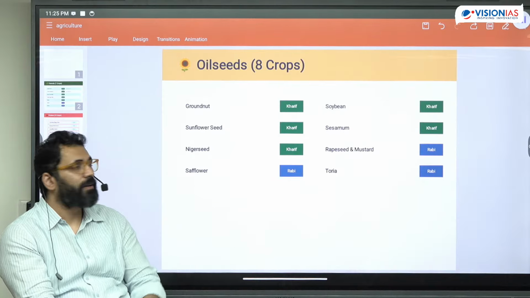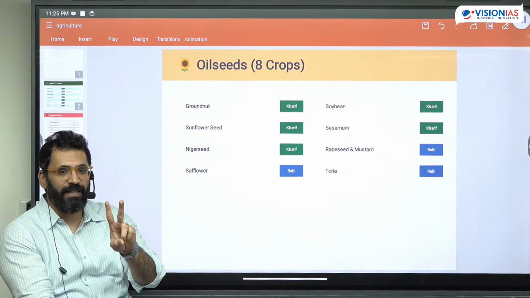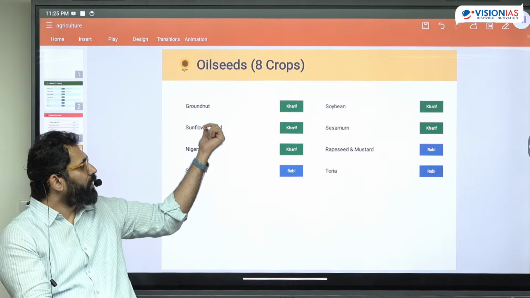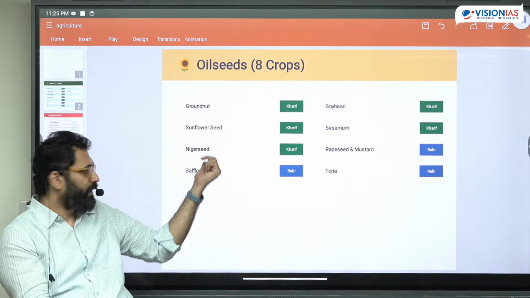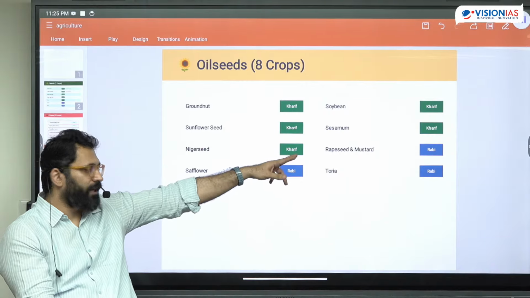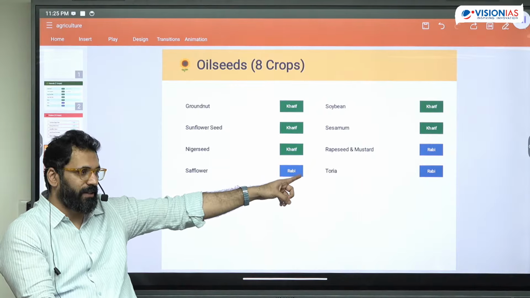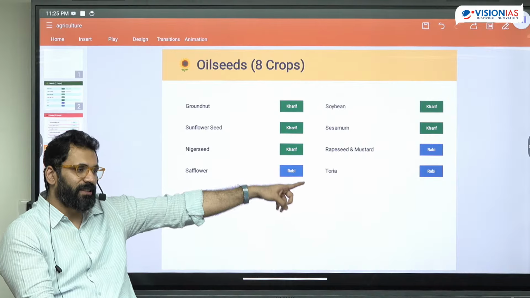And the third is oil seeds. Three categories mostly: cereals, pulses and oil seeds. Groundnut, sunflower, Niger seed का question आया था. Safflower, soybean, sesame, rapeseed and mustard and toria जो इस rapeseed mustard से ही आता है. These are 8. वो 22 इसलिए हैं क्योंकि तोरिया का अलग से नहीं होता. तोरिया का rapeseed और mustard seed से निकल के आता है MSP.